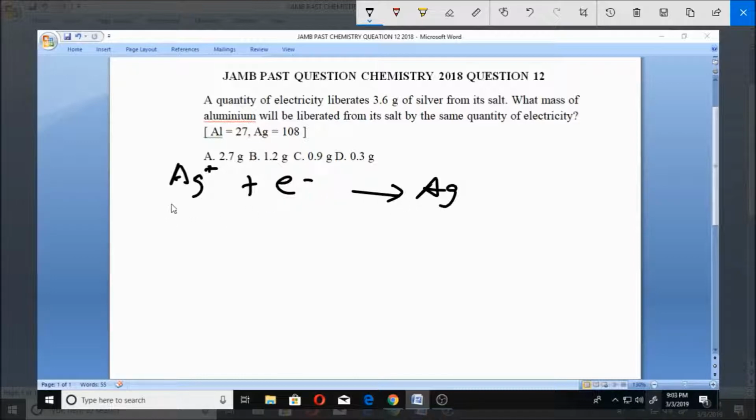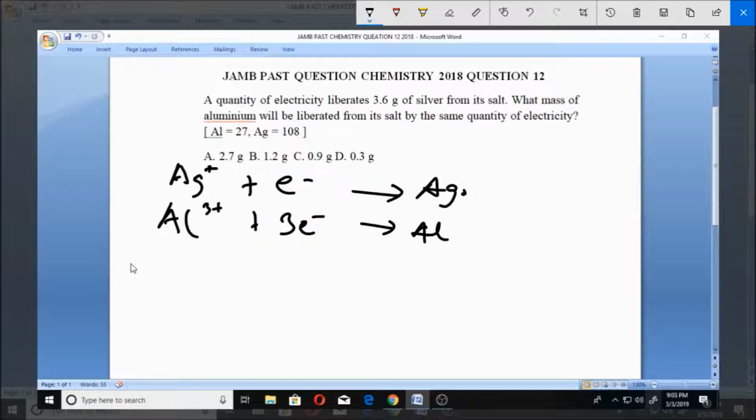But in aluminium, what do we have? Aluminium has 3 valence electrons, so we have aluminium 3 plus, so we actually have 3 moles of electrons in order for us to get our normal deposition, or get our aluminium liberated. So if you want to liberate silver, you have just 1 mole of electron. Here we have 3 to liberate aluminium. So how do you go about solving this?